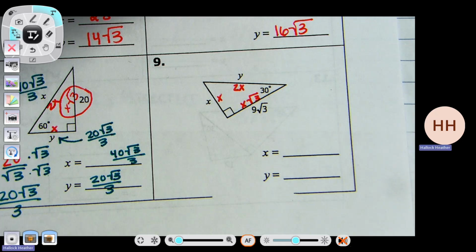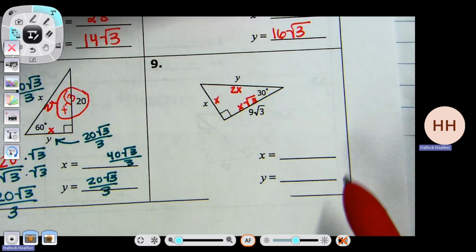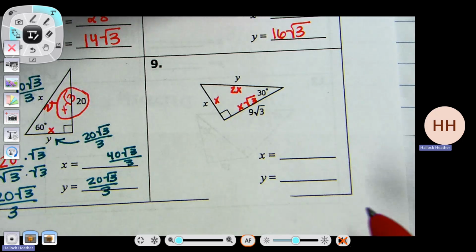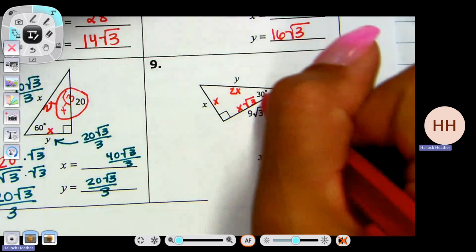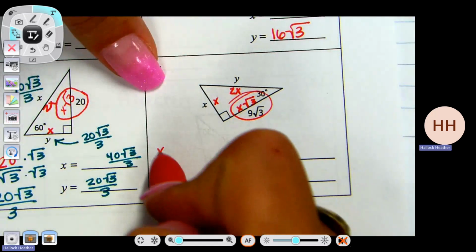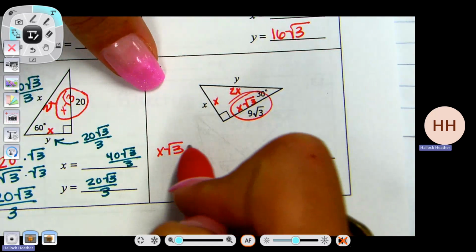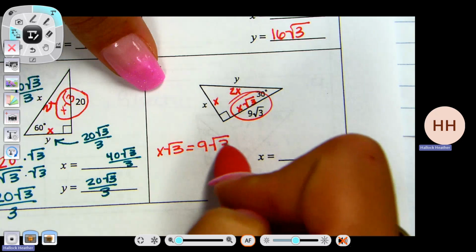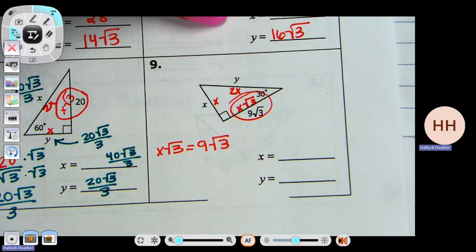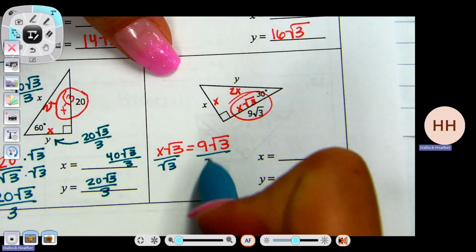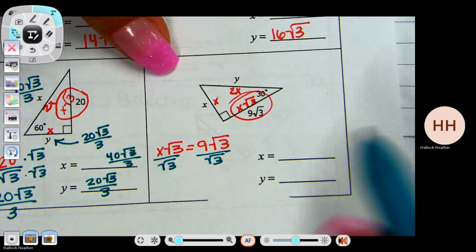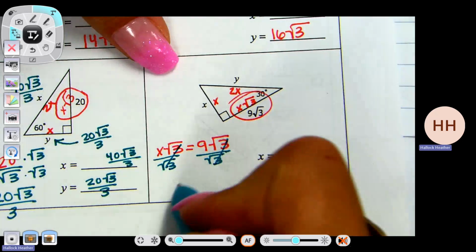Okay, so what am I setting it equal to? What am I doing? Anybody? Okay, so let's set these equal to each other. So I have x square roots of 3 equals 9 square roots of 3, which kind of looks similar. It is just 9. The reason why it's just 9 is because if you divide by the square root of 3 on both sides, what happens to the square root of 3? They cancel. So x is just 9.